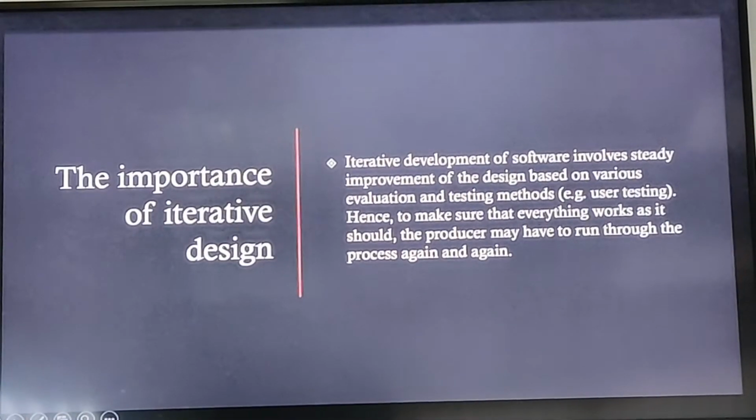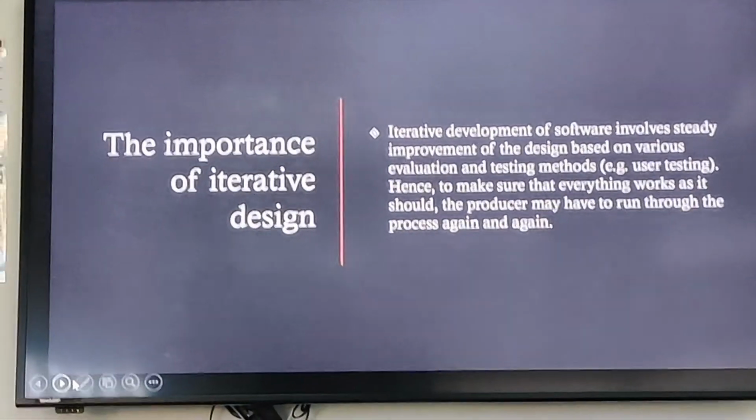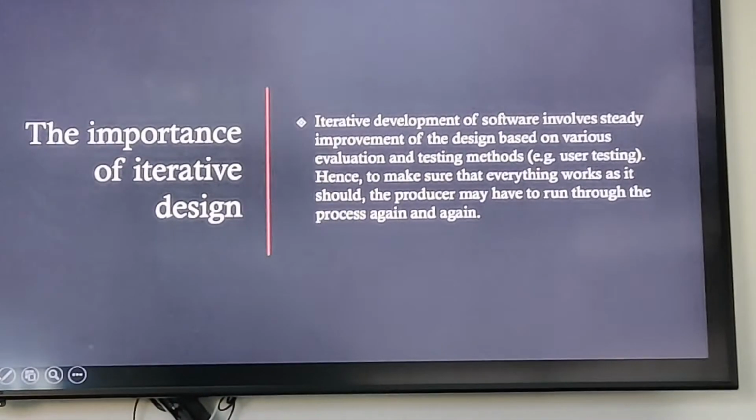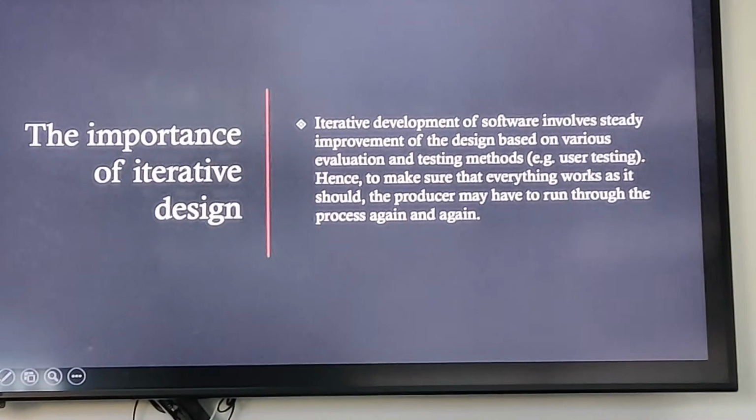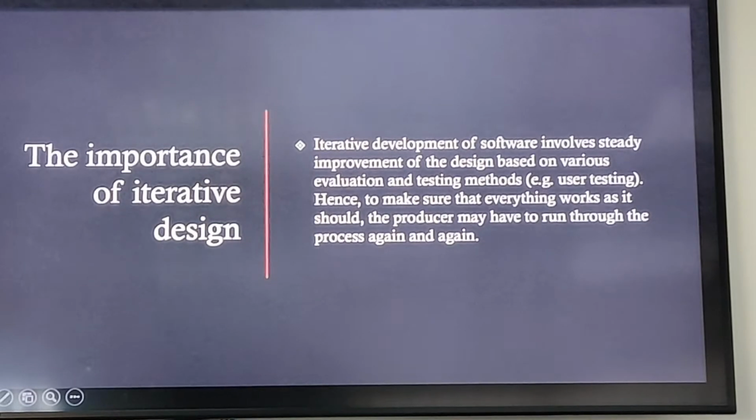The importance of iterative design. Iterative development of software involves steady improvement of the design based on various evaluation and testing methods, such as user testing. Hence, to make sure that everything works as it should, the producer may have to run through the process again and again.